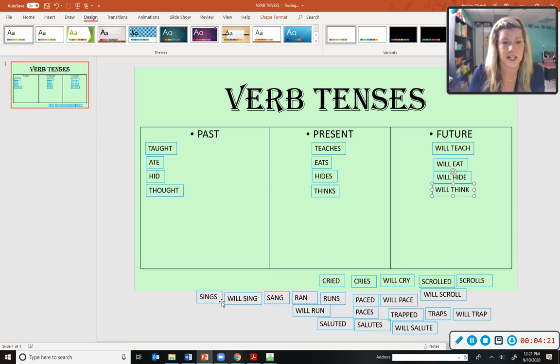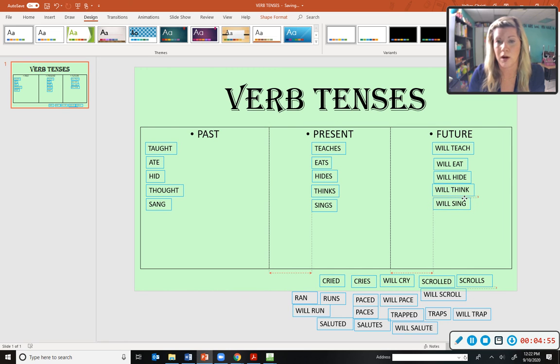Okay? Next is the verb sing. So sing, if I did it in the past, that means I sang. She sang the national anthem at the game last week. Now present tense, she sings the Star Spangled Banner this morning on the announcements. Will sing. She will sing the Star Spangled Banner tomorrow on the announcements. So that's future tense, something that's going to happen later.